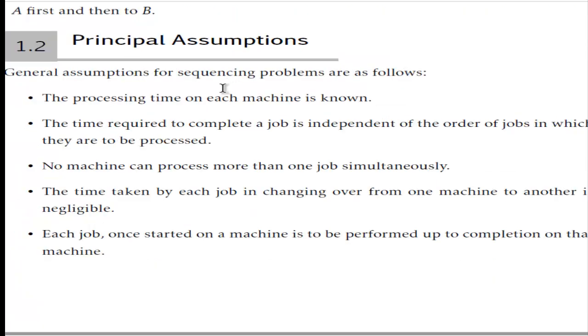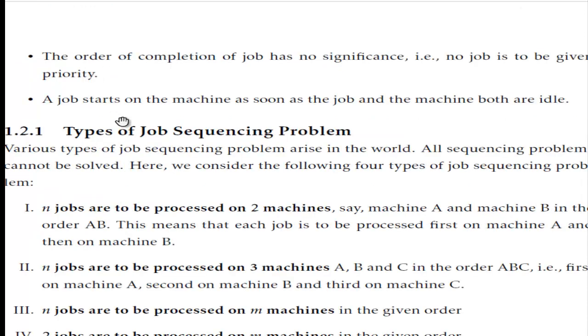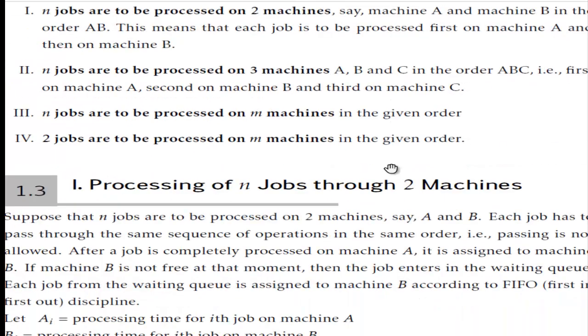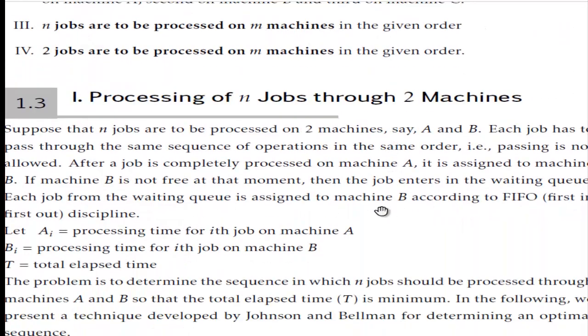Then we have seen the principal assumptions. What are the assumptions we have? And with that, the types of job sequencing, depending on how many machines and how many jobs you have. But we had to do the first two: n jobs to be processed on two machines, which we had done already. We will do one more example for it, and then n jobs on three machines.